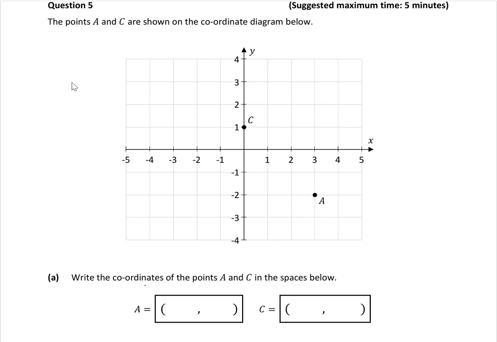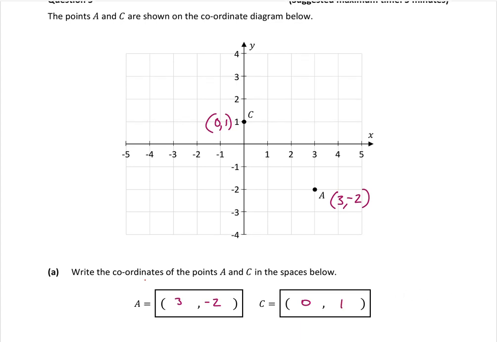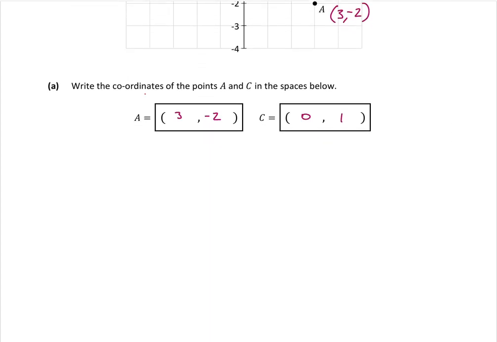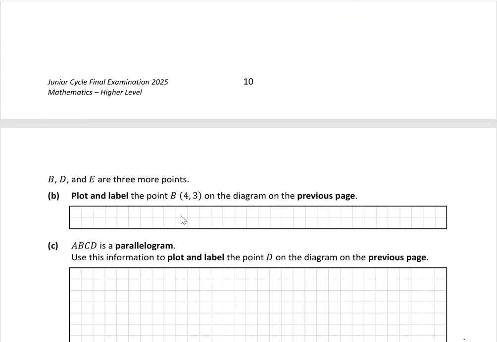Okay, so A is this one here. So that is at 3, comma, minus 2. Okay, part C, so that's 3, minus 2. C is at 0 on the x-axis and 1 on the y-axis. Okay, so that's 0, comma 1. That's that. Second part, so that's C above.